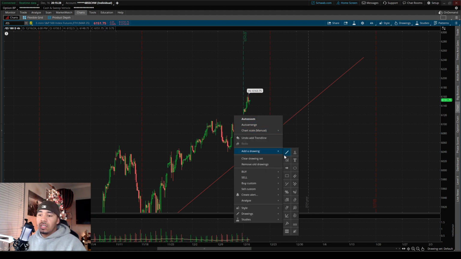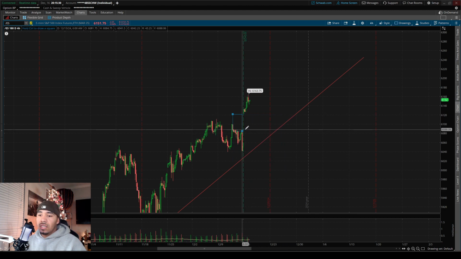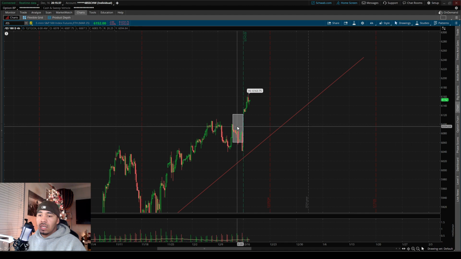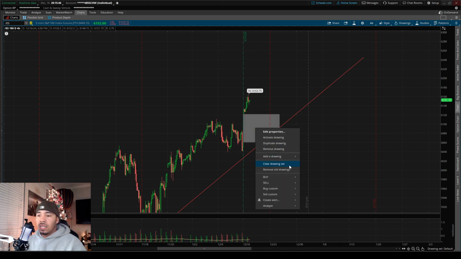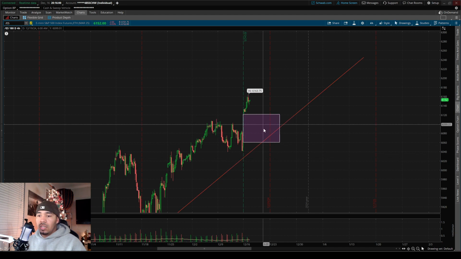So what I usually do when I do my gap fills is I'll bring it right there, bottom right. All right, there we go. So that's our gap right there. So do that. All right, there we go. I usually do my gaps in purple.